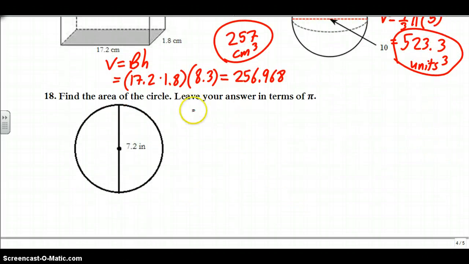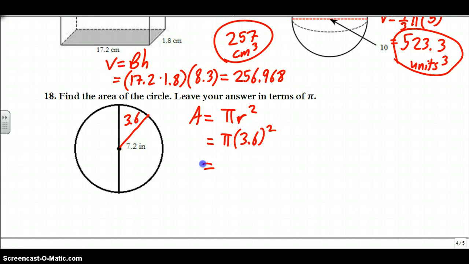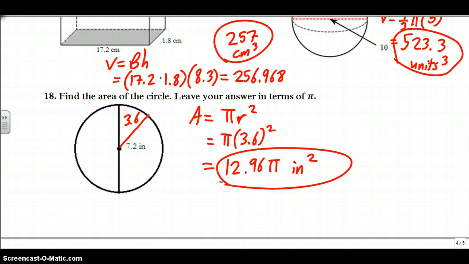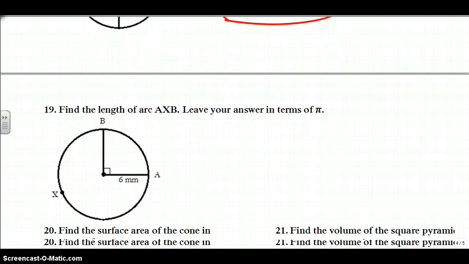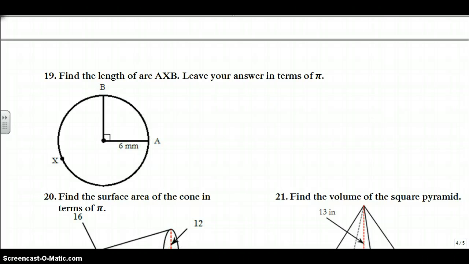18. Area of the circle. I remember area of a circle. It's pi r squared. Yep, pi r squared. So that means 7.2 squared, right? Nah, wrong. If 7.2 is the diameter, that means half of it is the radius, which is 3.6. Okay, notice it says leave in terms of pi, so all I really have to do is square the 3.6, and I get 12.96 pi inches, and this is area, so it's inches squared. Okay, these really aren't complex. They just require you to use some formulas that you might not have used in a long time.